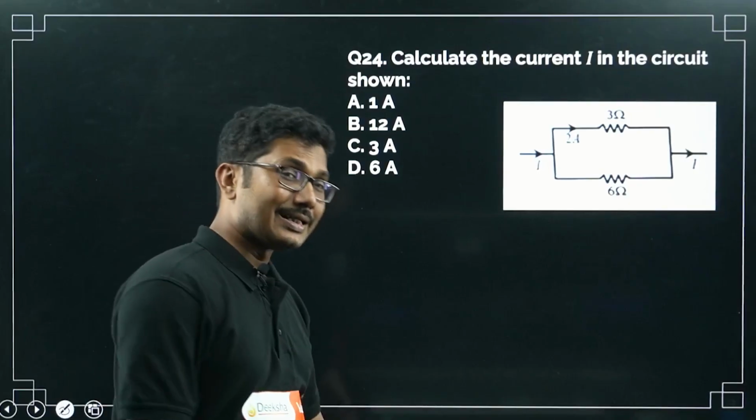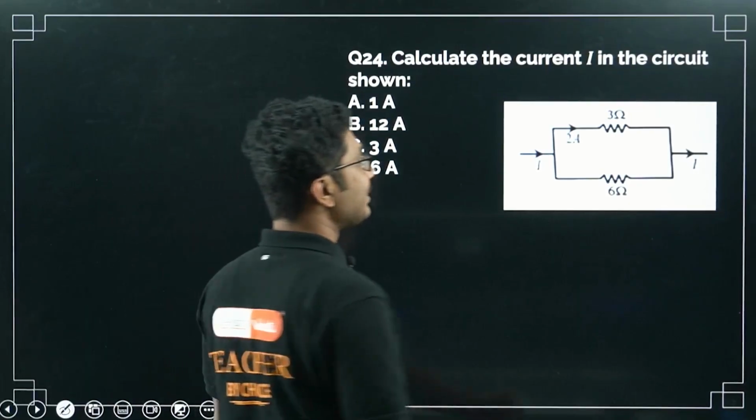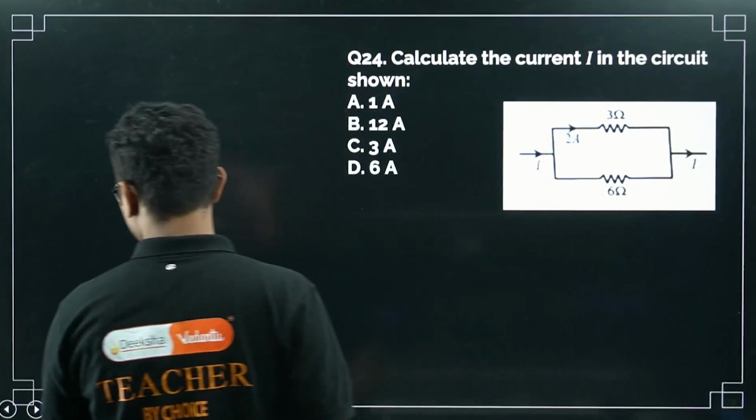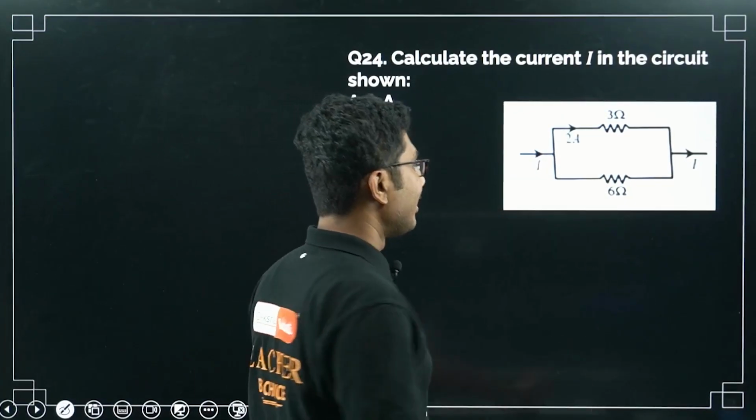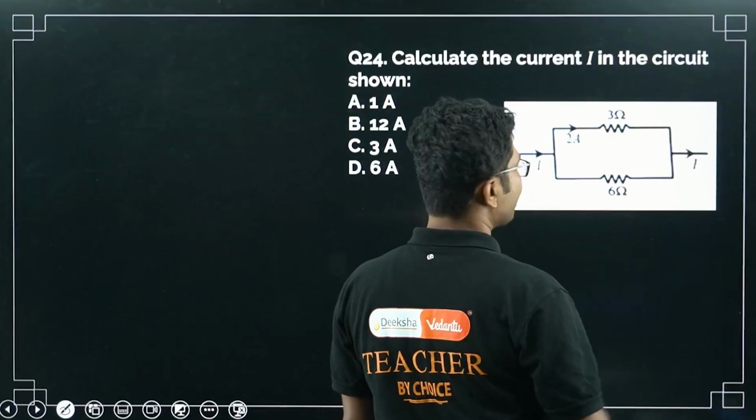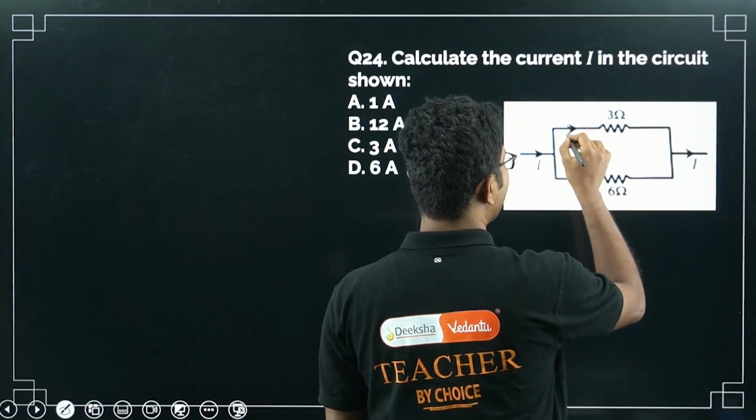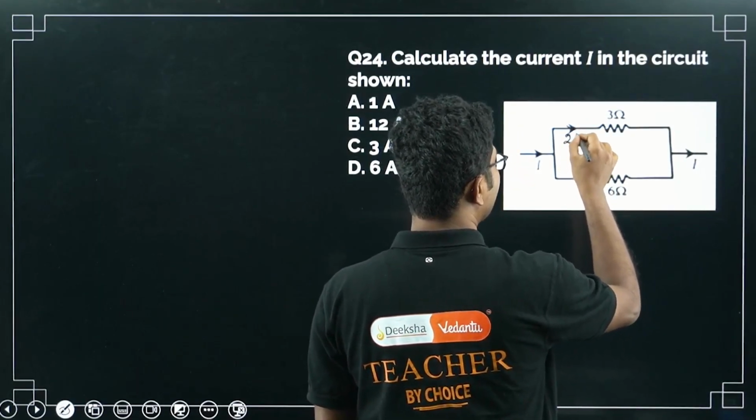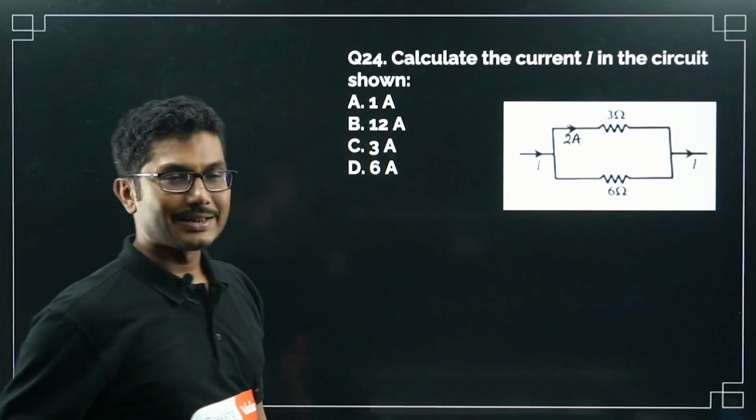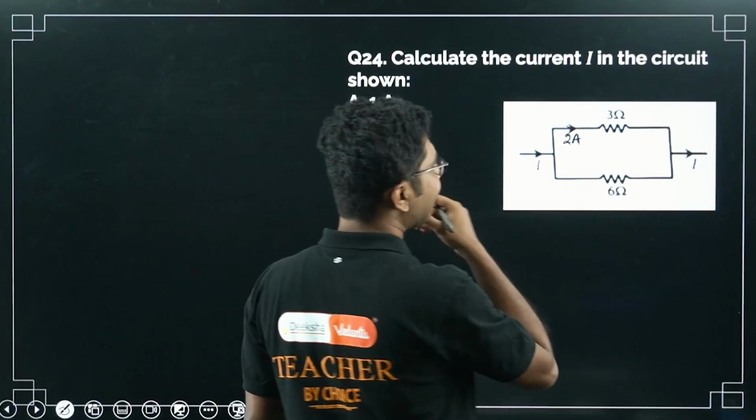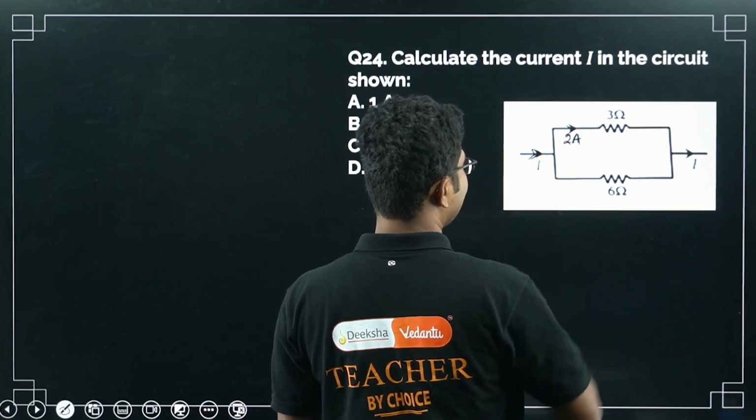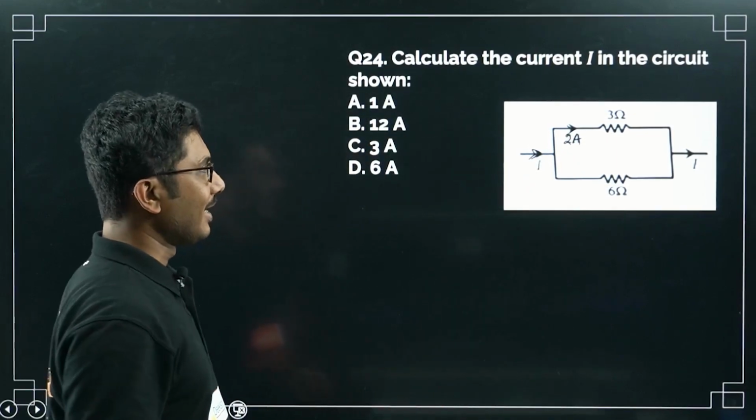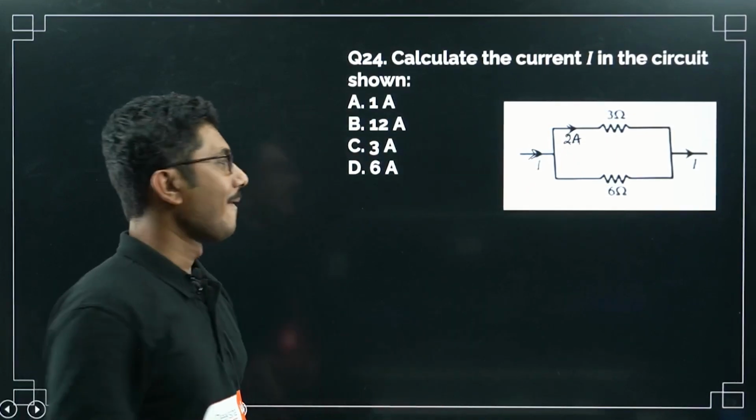Okay, another interesting question. Here you see a simple parallel circuit, two resistors connected in parallel. This has 3 ohms, this has 6 ohms. Current through this is given as 2 amperes, and they ask you what is this current, I. Basic thing. Now how to do that?